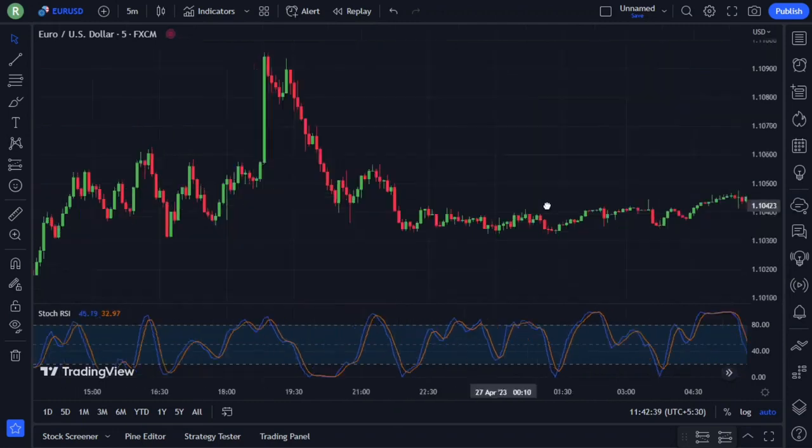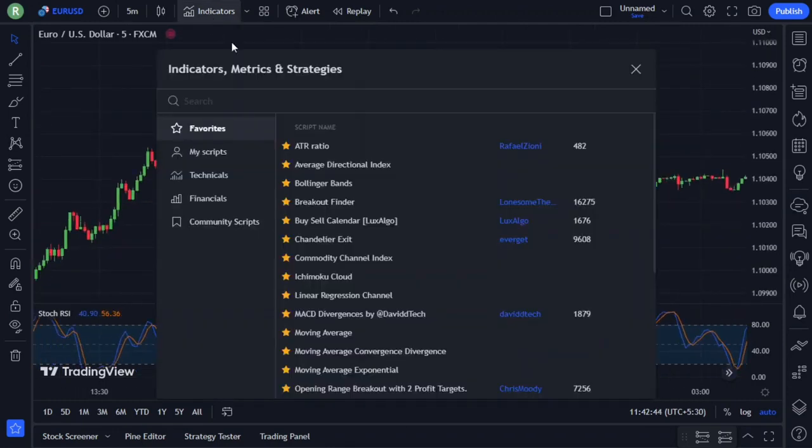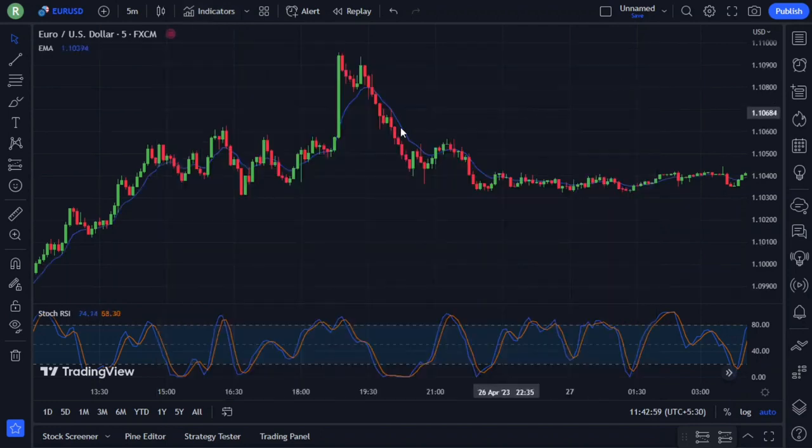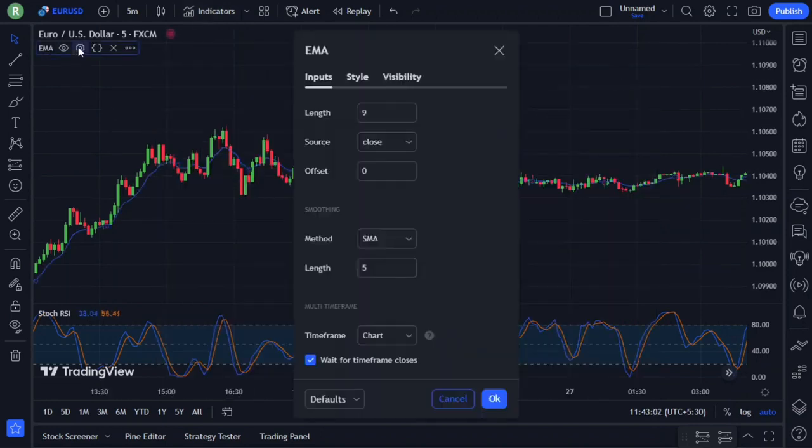Alright, so go to the indicator, type EMA in the search box, and then add it to the chart. And for this EMA, we must change the settings. So go to the indicator settings and change the length from 9 to 50.